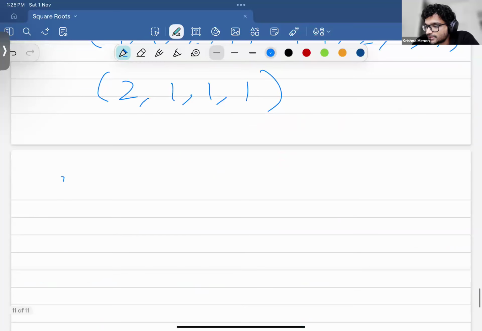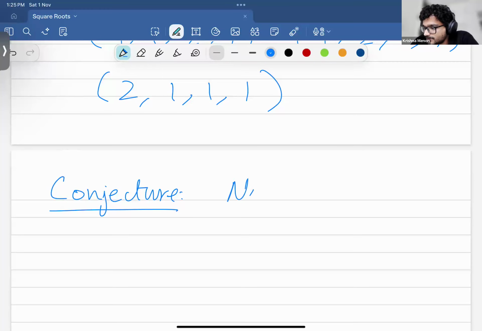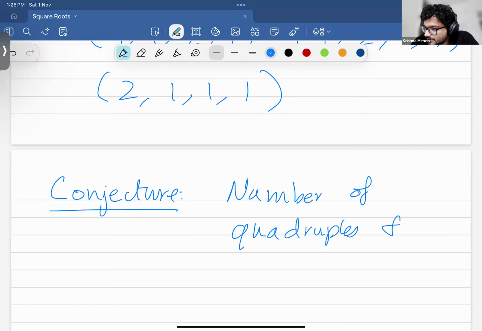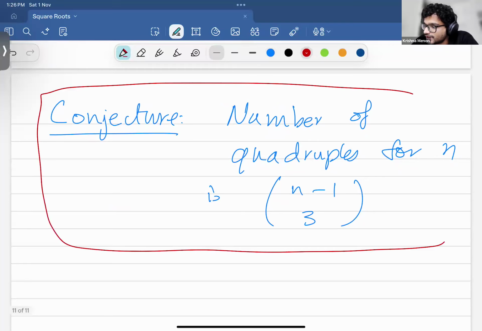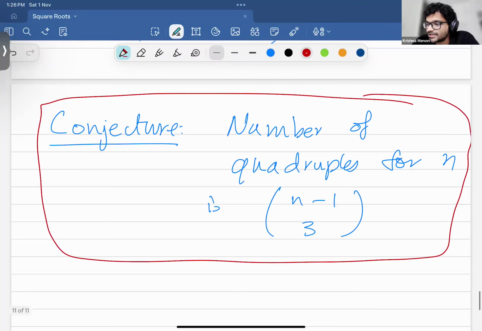So one conjecture is that the number of quadruples for n is n minus 1 choose 3. If you're not seeing this, or if you don't get where it comes from, then I would suggest thinking about what we did previously.